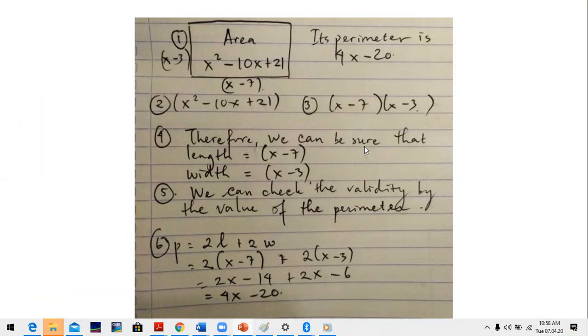Therefore, we can be sure that the length is x minus 7 instead of x minus 3 because the number is bigger. We can check the validity by the value of the perimeter. Perimeter is equal to 2 length plus 2 width: 2 times x minus 7 plus 2 times x minus 3. You have 2x minus 14 plus 2x minus 6. Total is equal to 4x minus 20. So the answer is x minus 7 and x minus 3.